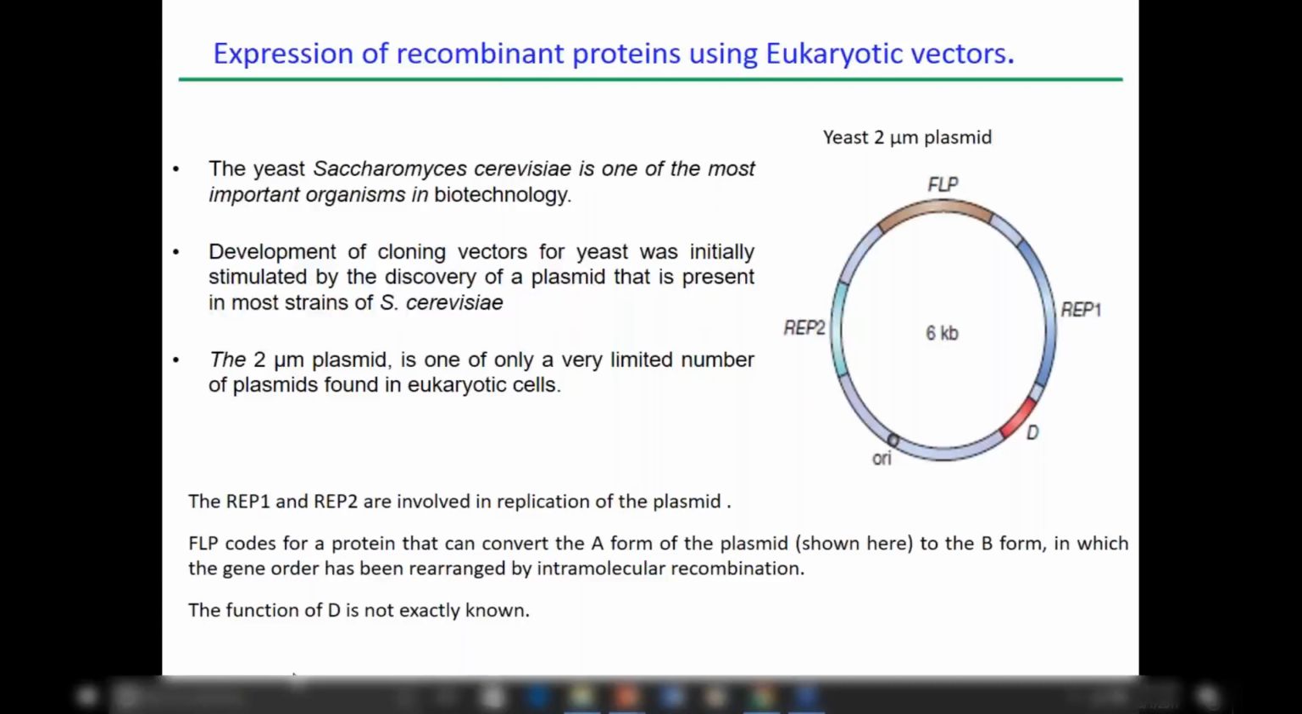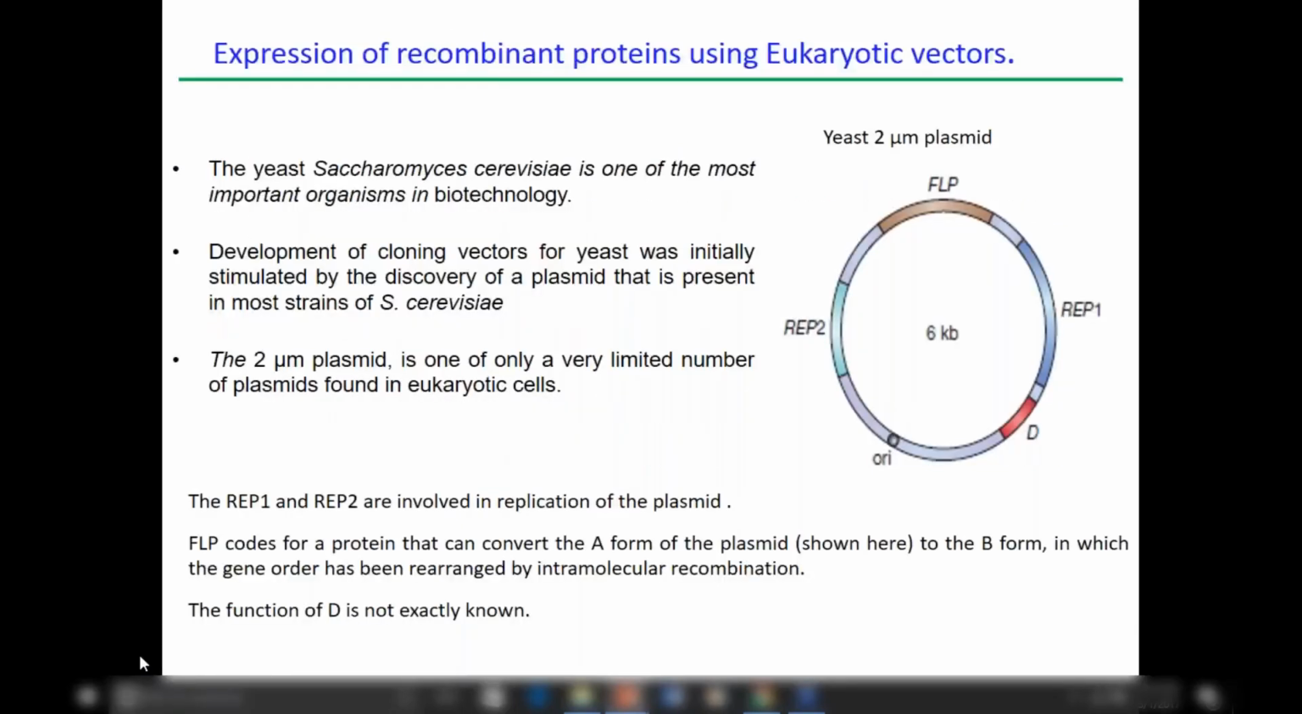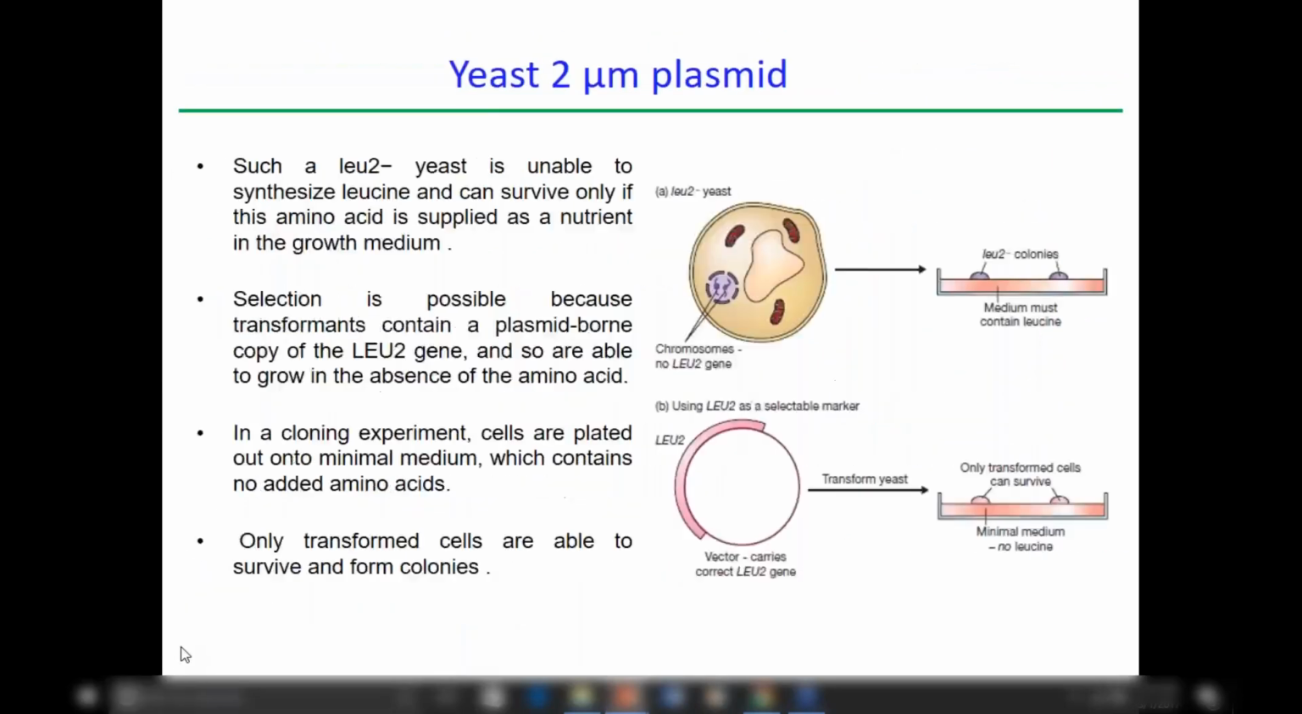So eukaryotic vector, here what we are going to see is especially with our prokaryotic, Saccharomyces cerevisiae. So you guys know that Saccharomyces cerevisiae is one of the most widely used and one of the most important eukaryotic systems in biotechnology. Okay, so if you want to see how this eukaryotic vector was initiated, basically it was the discovery of a plasmid that is present inside a strain called Saccharomyces cerevisiae.